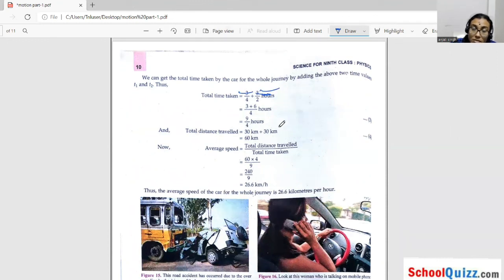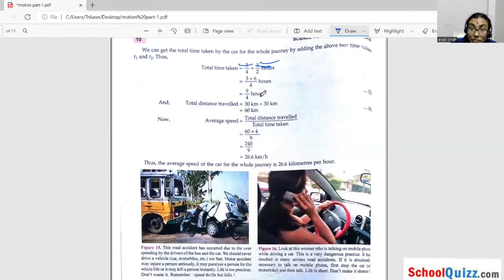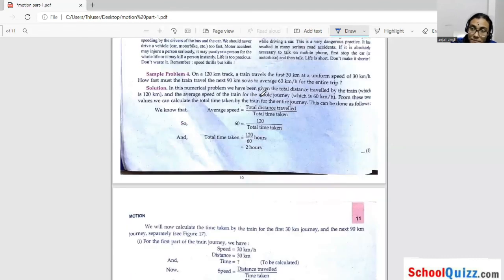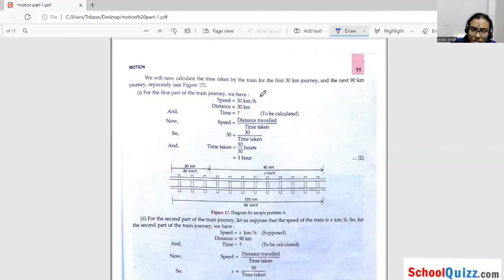Here the distance is more than one, and the total time is also more than one. That is why we have to take the average speed. Clear, everyone? I think this is enough. These are all examples.